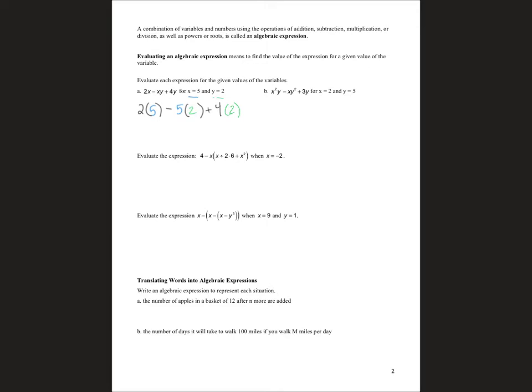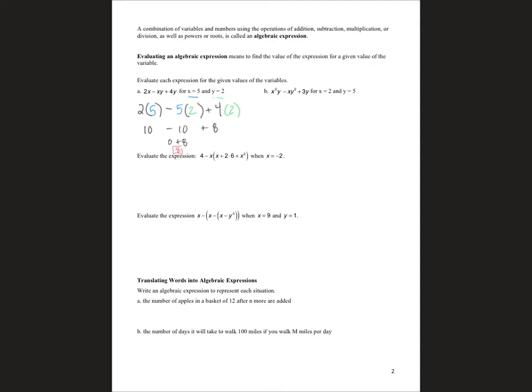Now I'm going to use my order of operations, working left to right, performing the multiplication. So I'm going to have 10 minus 10 plus 8. Continuing to simplify, 10 minus 10 is 0. 0 plus 8 equals 8. So my final answer is 8.